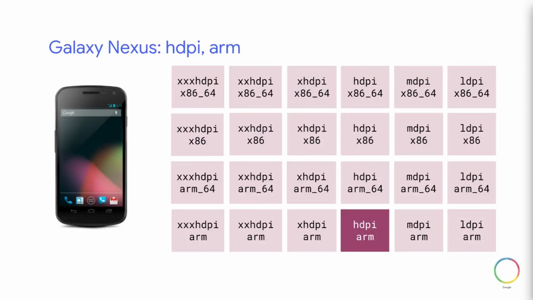When we go to serve the app to a pre-L device, we choose the best APK for that device. So my first Android, a pre-L Galaxy Nexus, will get the HDPI ARM standalone APK. And this is similar to what some of you may already have done in the past with multi-APK.